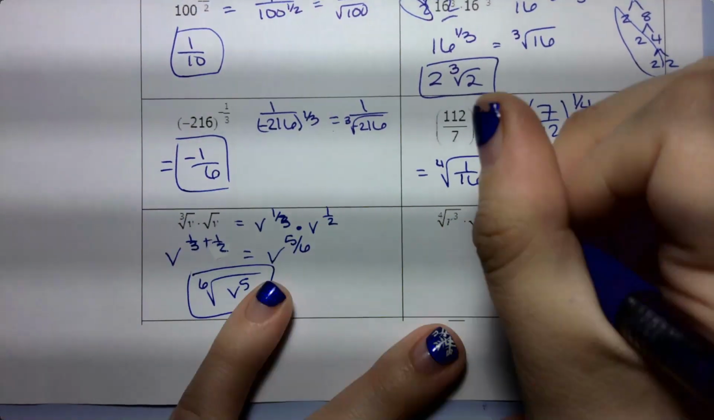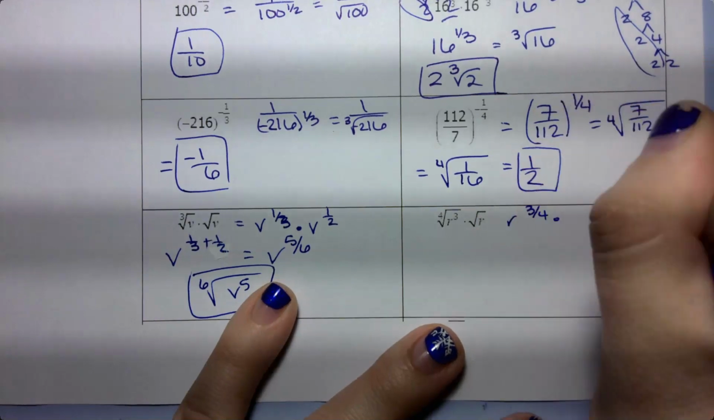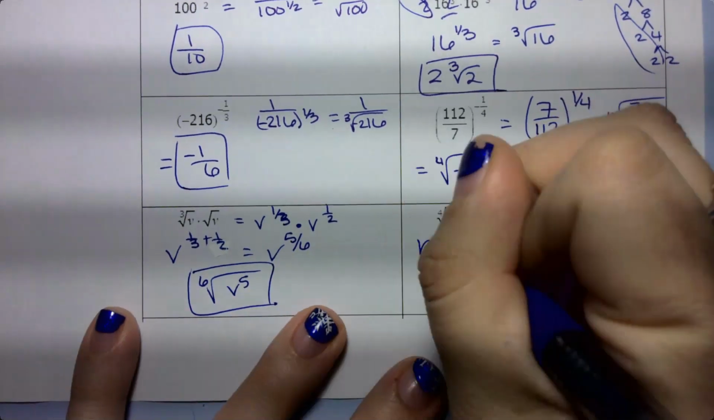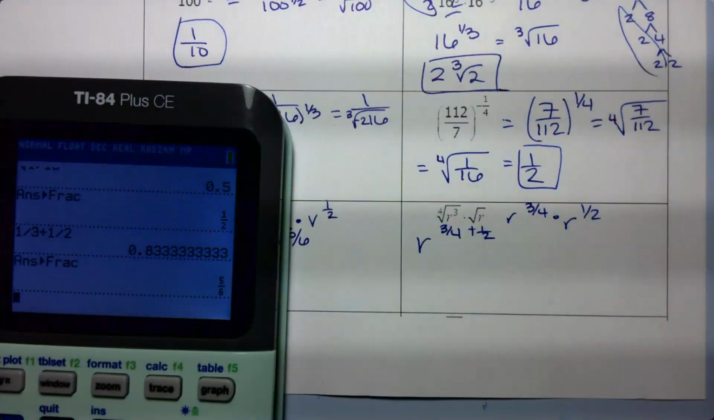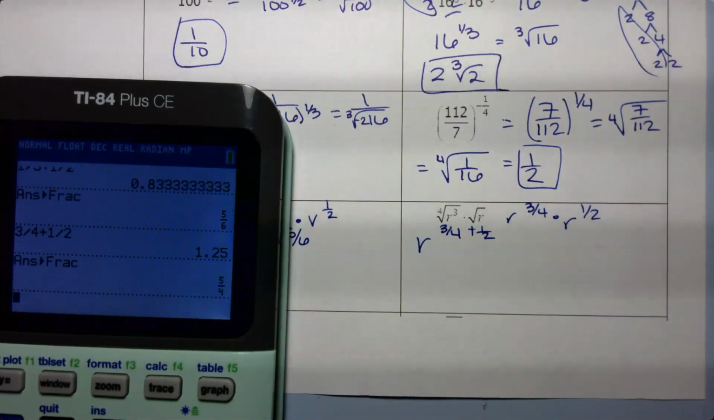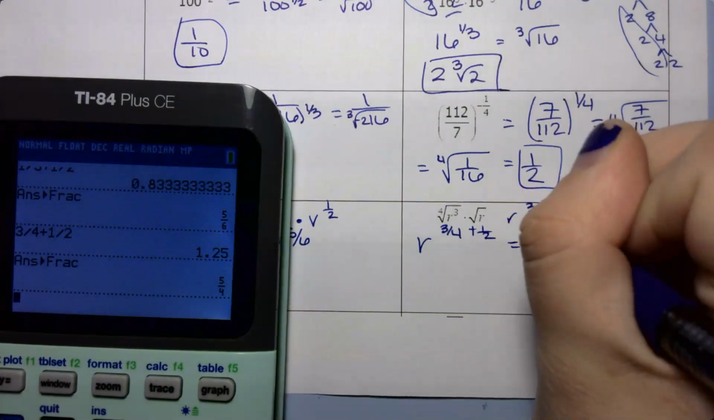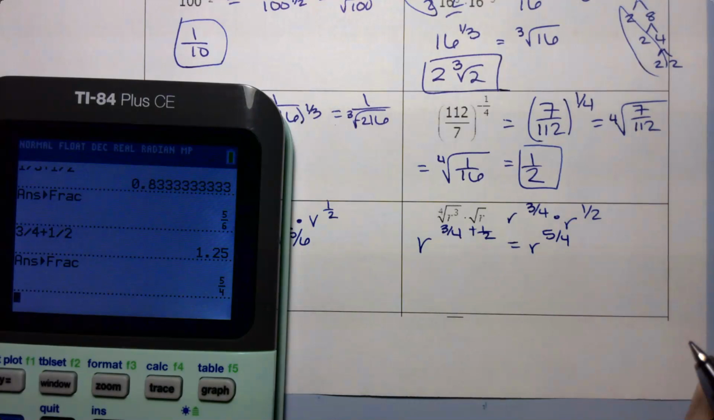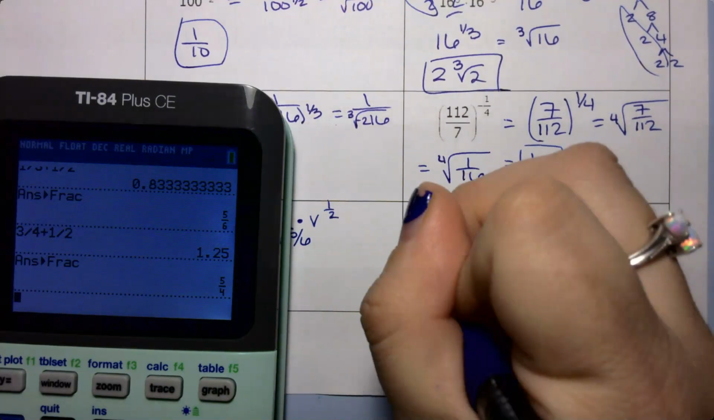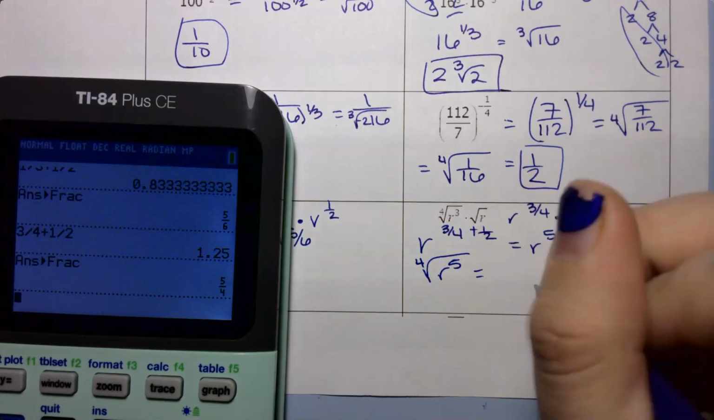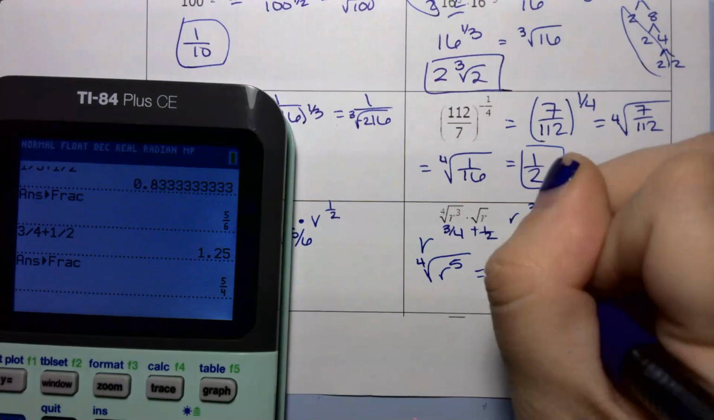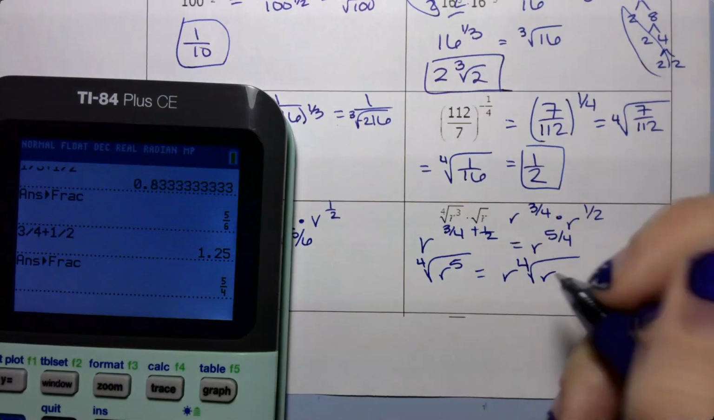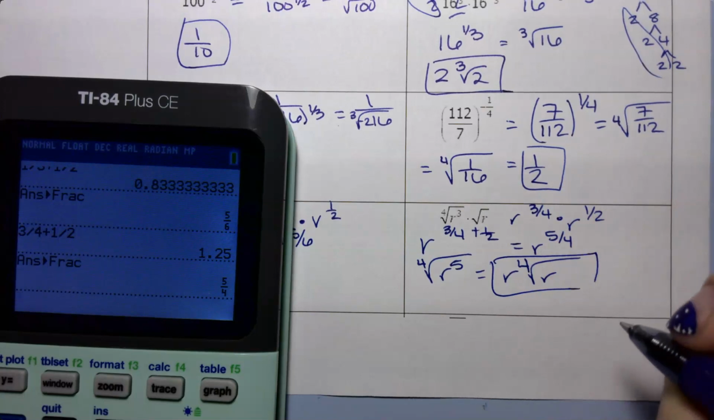Same thing on the next one. I have r to the 3/4 times r to the 1/2. So I'm really doing 3/4 plus 1/2. Turn it back into a fraction. Gives me r to the 5/4. So I have the 4th root of r to the 5th, which I can pull out because the 5 is larger than the 4. I have an r on the outside, and then 5 minus 4 leaves me with 1, so I have 1 r left on my inside.